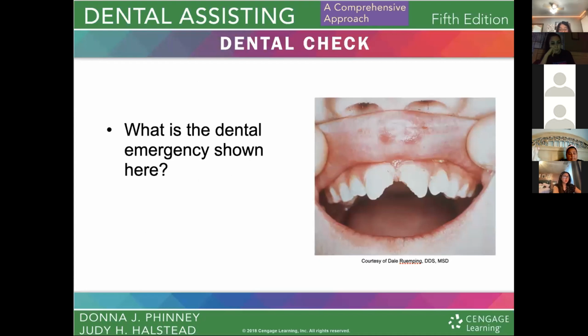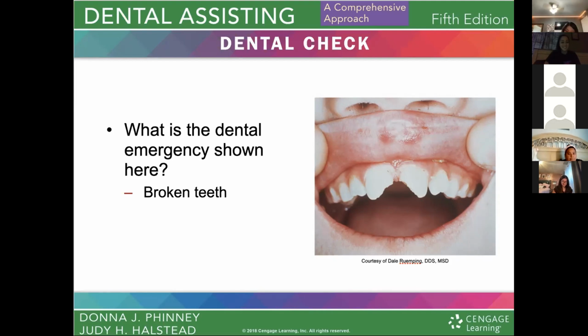All right, who can tell me what the dental emergency shown here is? Somebody other than Amarani. Okay, Brianna, what do you think this is? I don't remember the medical term for it, so I'm just gonna say cracked tooth. Very close. It's a broken tooth. Okay, cool.